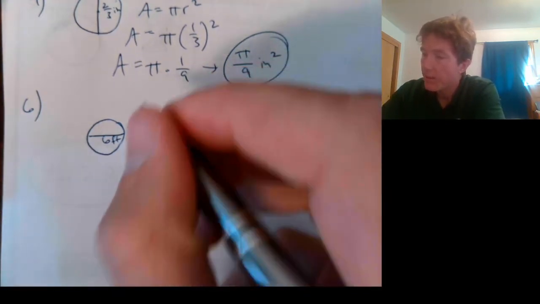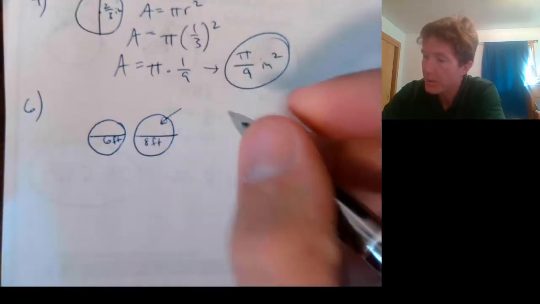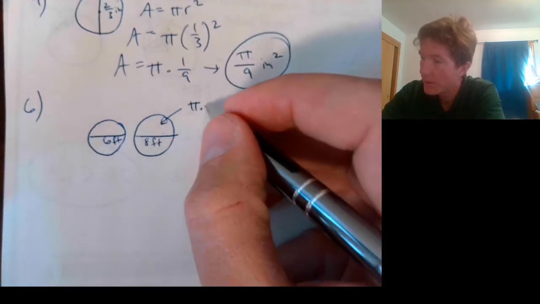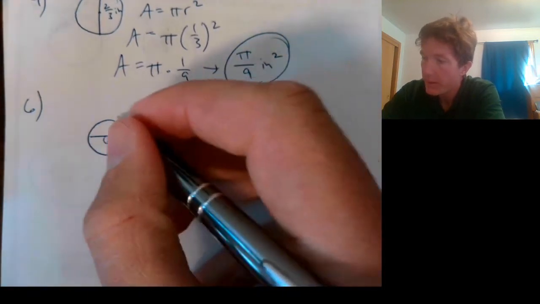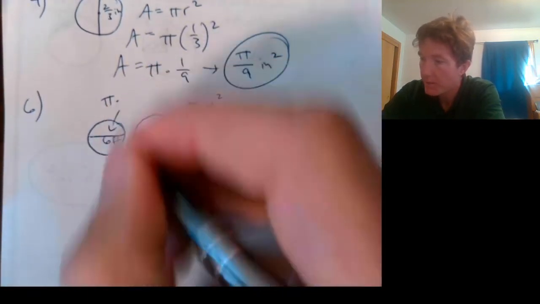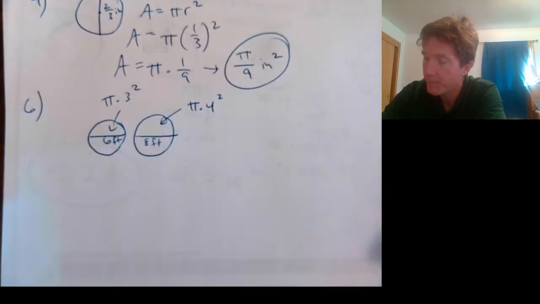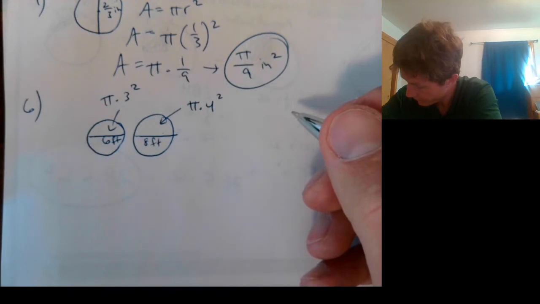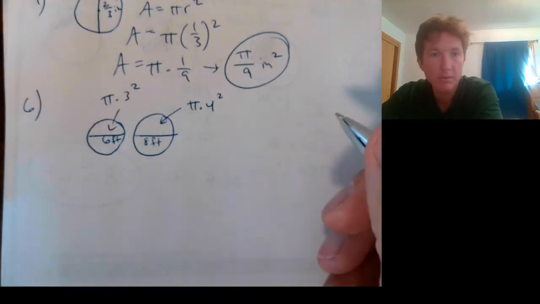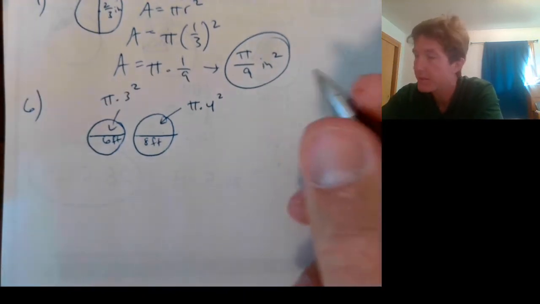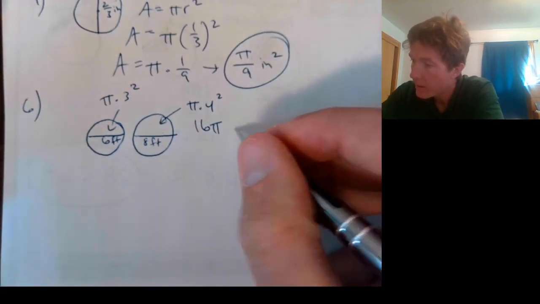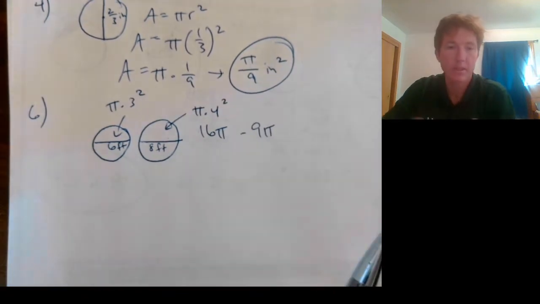So I need the area of each of these. This one is going to be pi times 8 divided by 2, so 4 squared. This one's going to be pi times 6 divided by 2, so 3 squared. And this is a word problem, so we're going to go ahead and approximate the answer here. So this would be 16 pi minus 9 pi, and I'm going to use a calculator to approximate that.